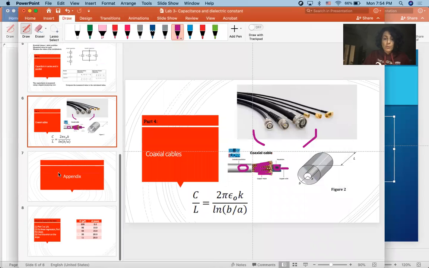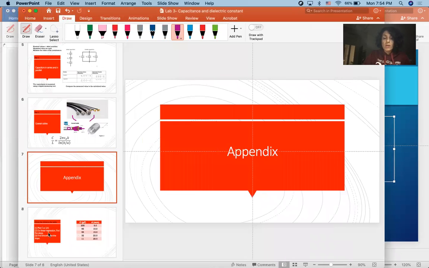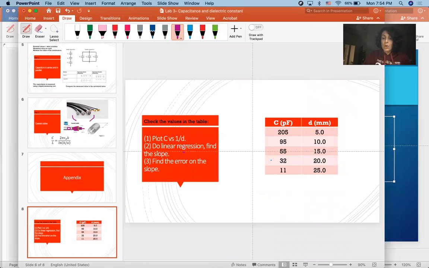Before the end of the presentation, I wanted us to discuss a bit how to do the plot. Let's say they ask you to plot C versus 1 over D. Which is X? Which is Y? On Excel, do you put X first or Y first? Think about it. And in this case, X is 1 over D.